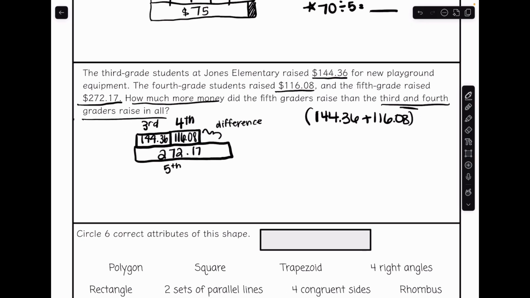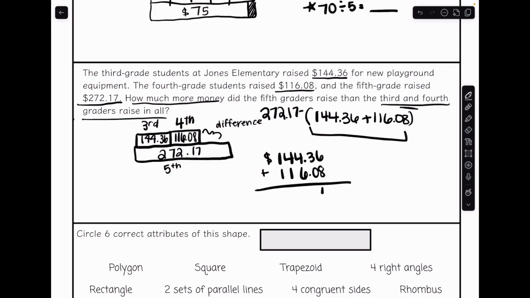Well, fifth grade is the greater amount. So we would have $272.17 minus whatever third and fourth grade raised together. When we add them, we need to stack. So first step, let's do it: $144.36 plus $116.08.